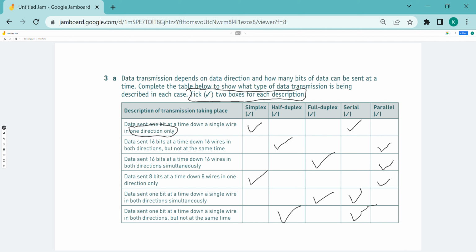We have 3 transmission modes: simplex, half duplex, and full duplex. And then we have different types of data transmission, that is serial and parallel.